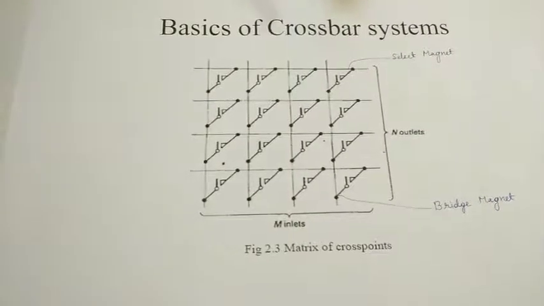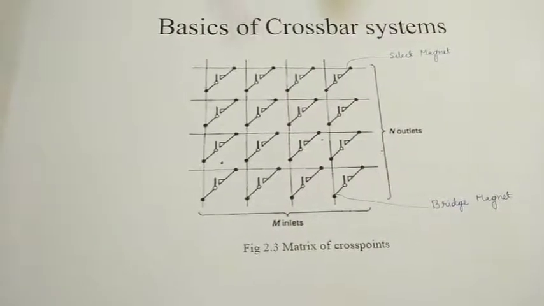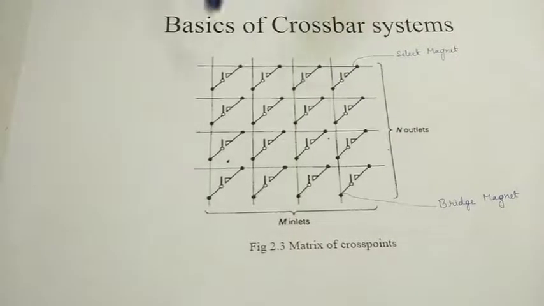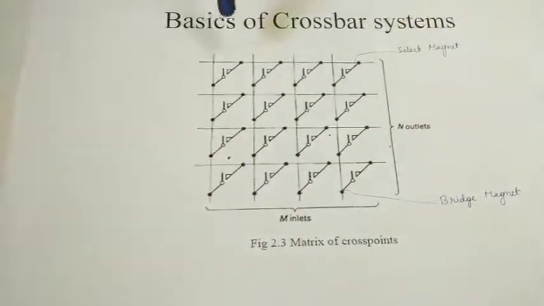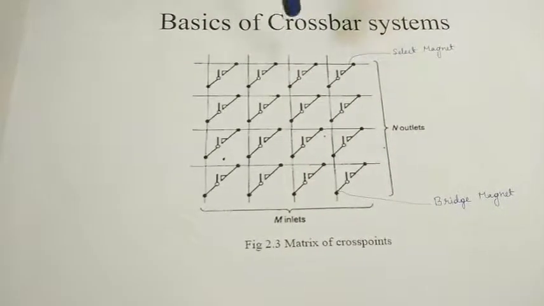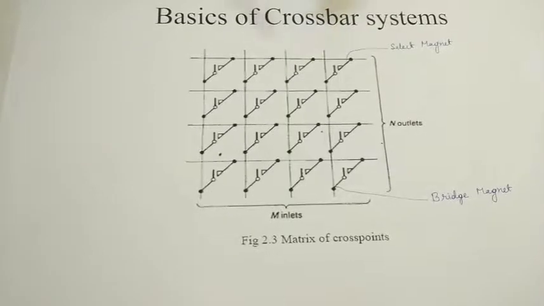A scientist named G. A. Betulander, around 1917, invented a crossbar switch. With the assistance of that, we have a matrix of cross points, which is shown in the figure. How this matrix of cross points works will be explained in the diagram itself.